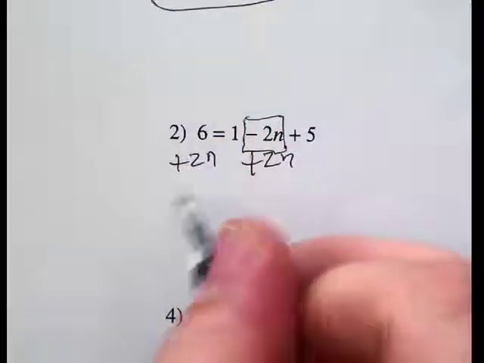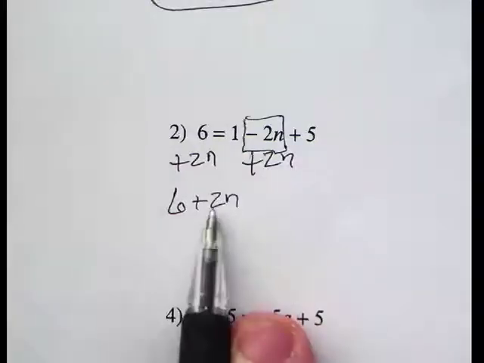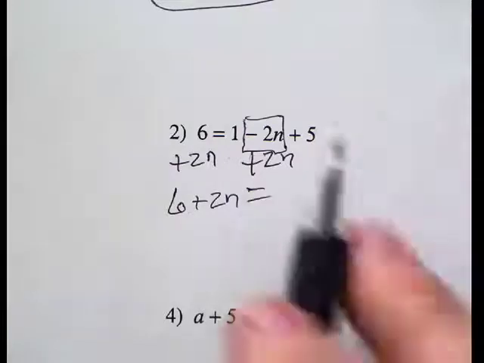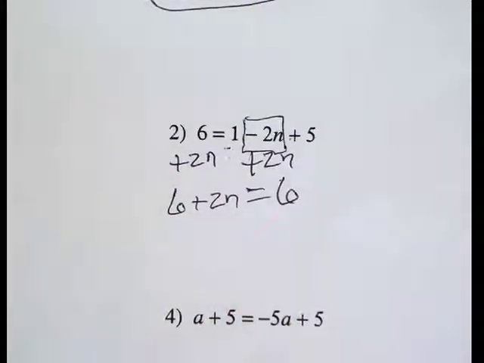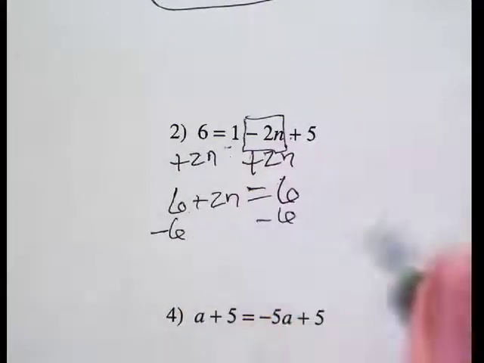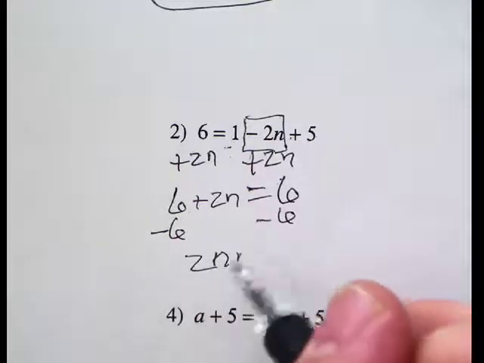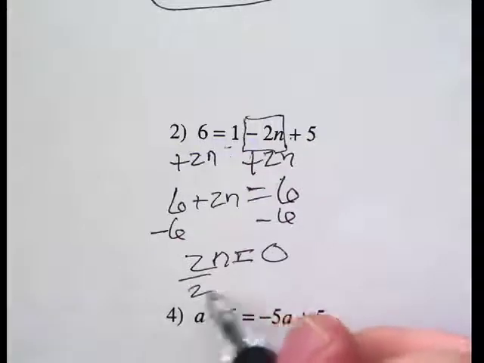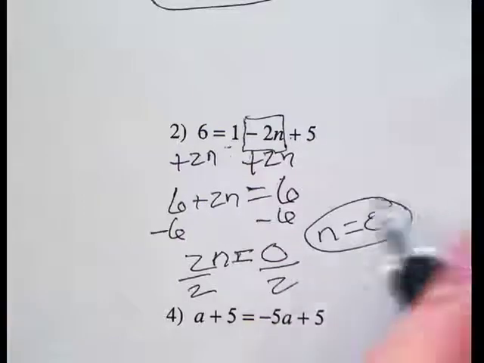And now I have 6 plus 2n, because I can't put them together. One has an n, one doesn't, equals, and what's 1 plus 5? That's 6. Okay, now I'm going to subtract 6 minus 6, because we got to get the n by itself, and we're left with 2n equals 0. Then I'm going to divide by 2, n equals 0.